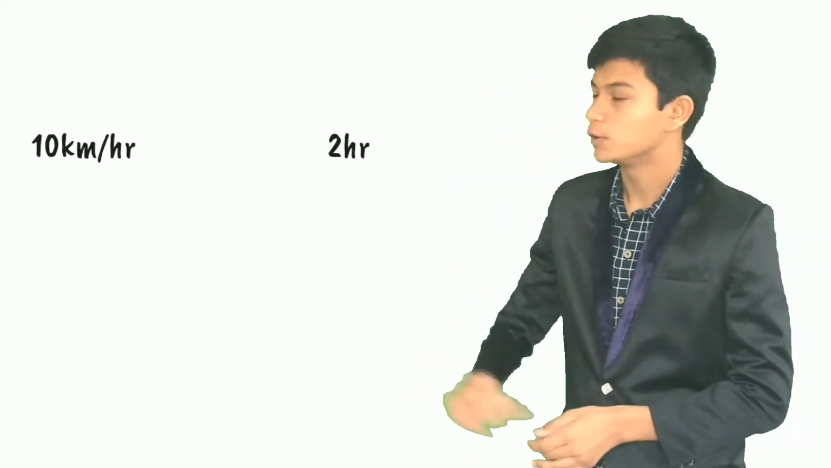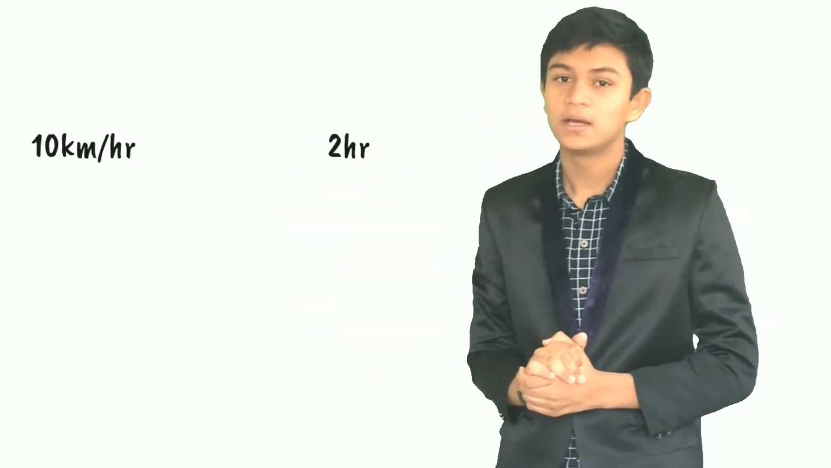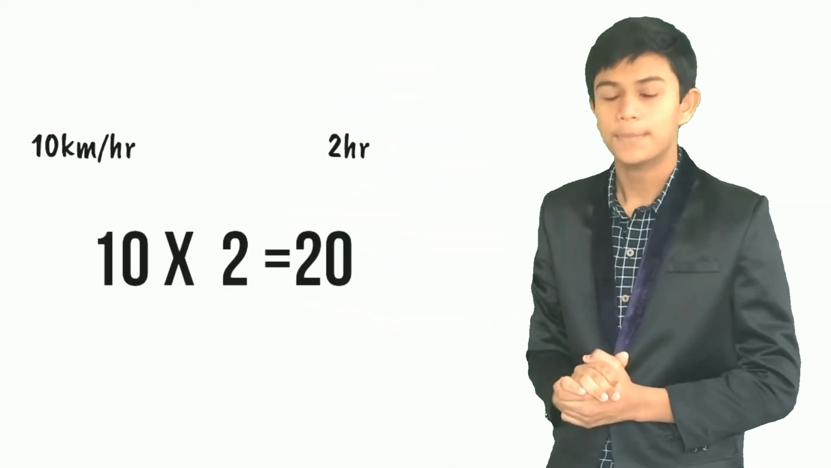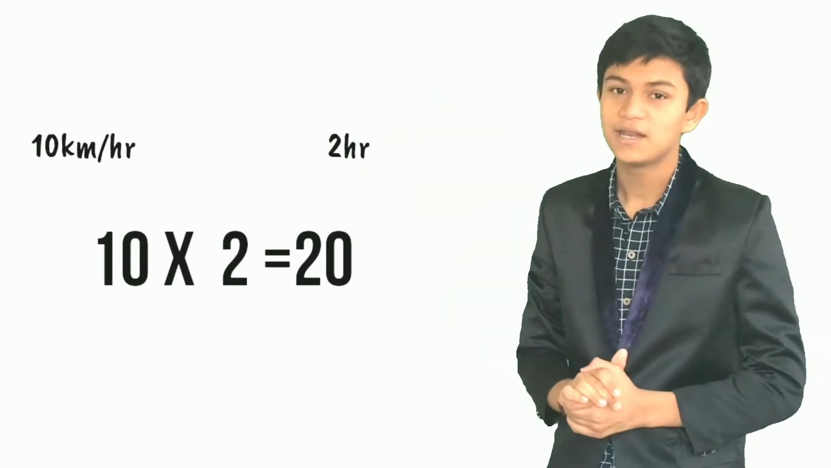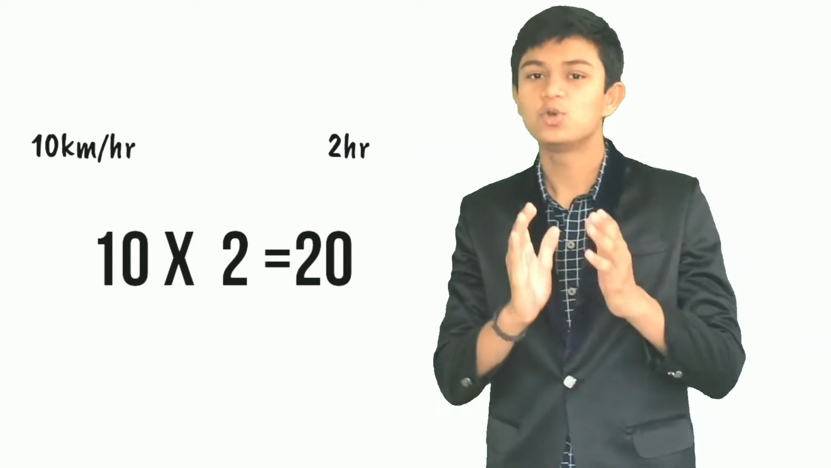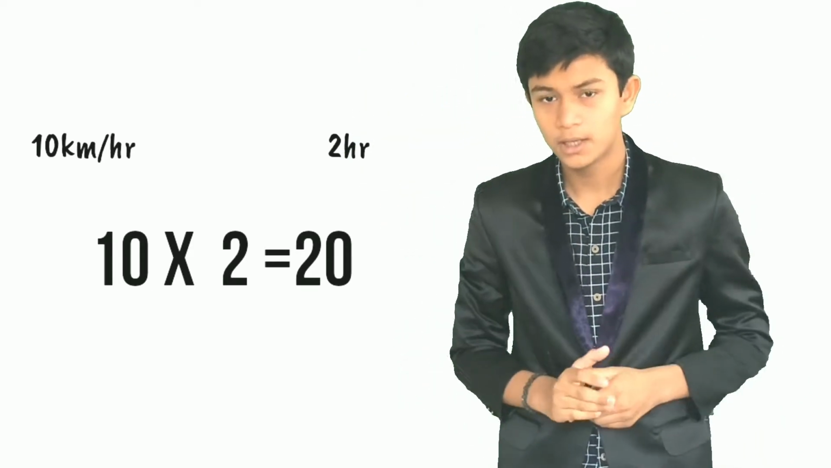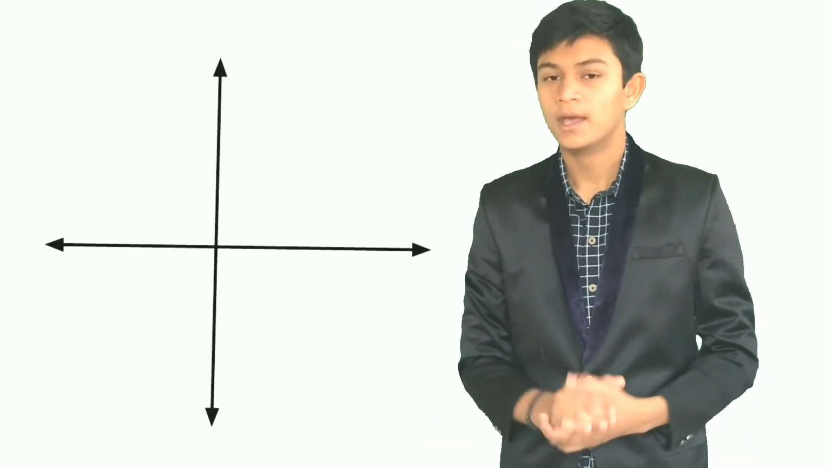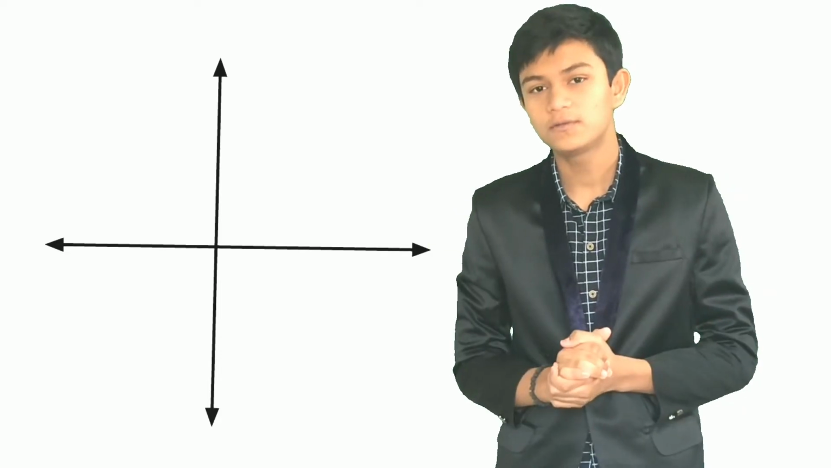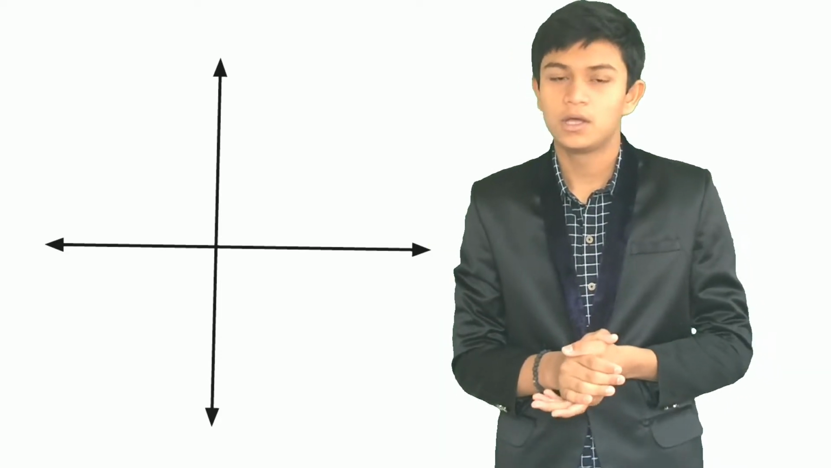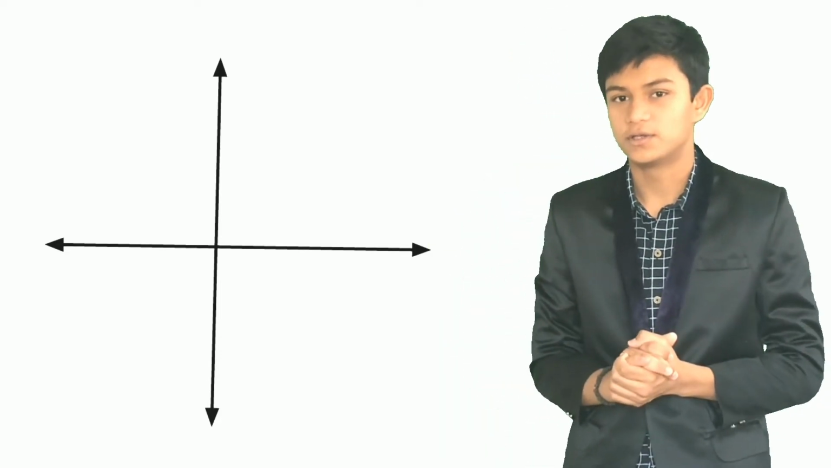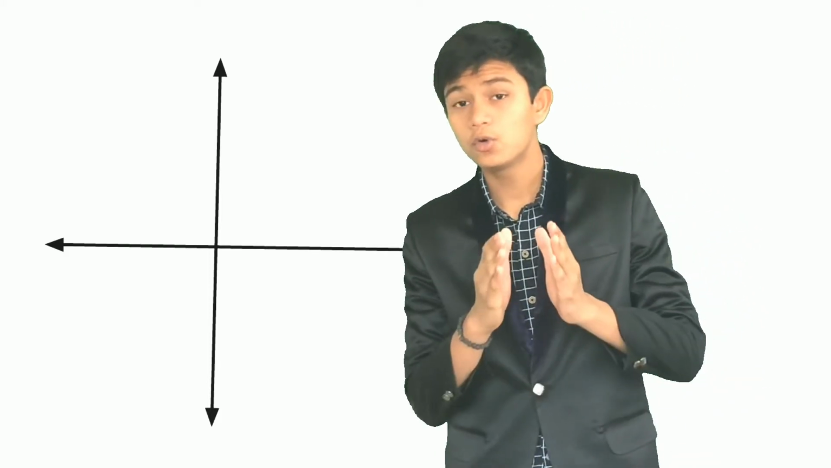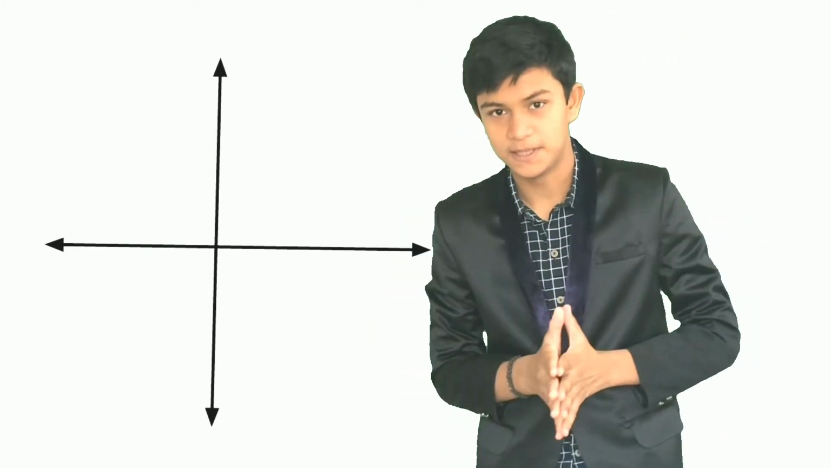Now you can find out the distance covered. How? I will tell you. You will multiply the speed by its time. That is 10 kilometers per hour, 10 into 2, that is 20 kilometers you have traveled. But do you know in which direction you have traveled? In north or east, south, west, in which direction? Now you know the distance and displacement.